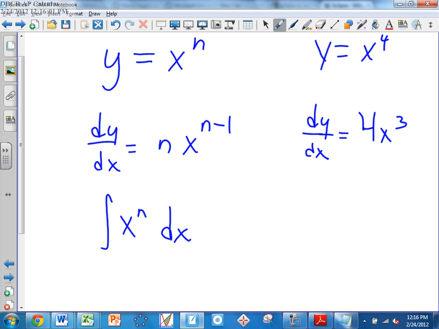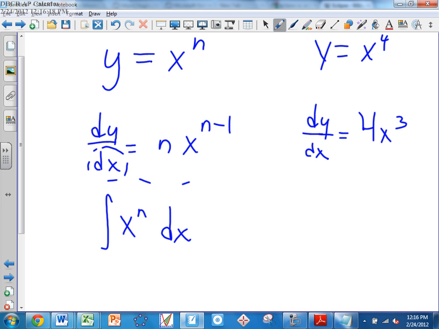Yeah, we did the dx. What did we do with it? We moved it up top, and we said that was dy. Okay? So if we wanted to do this, we'd say we take this, move it up over here. So right now, if we want the integral of anything powered, instead of dropping the power by 1, we're going to raise the power by 1.